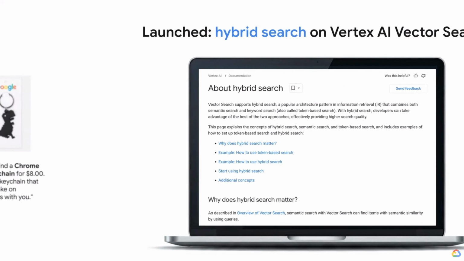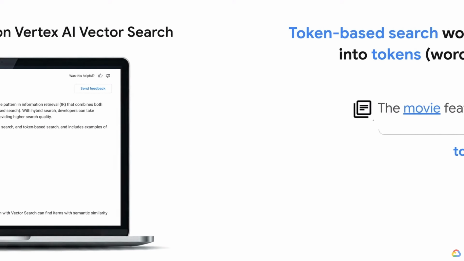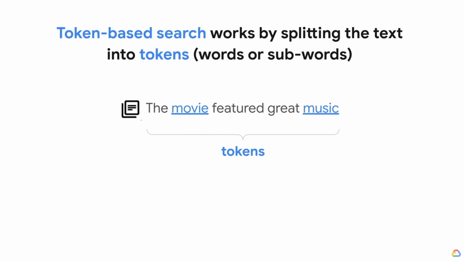Vertex AI Vector Search now supports hybrid search, making it easier than ever to build a custom search system tailored to your specific needs. With a single index, you can combine the power of semantic search with traditional keyword search for optimal performance. Let's take a look at how the keyword search works with Vertex AI Vector Search.